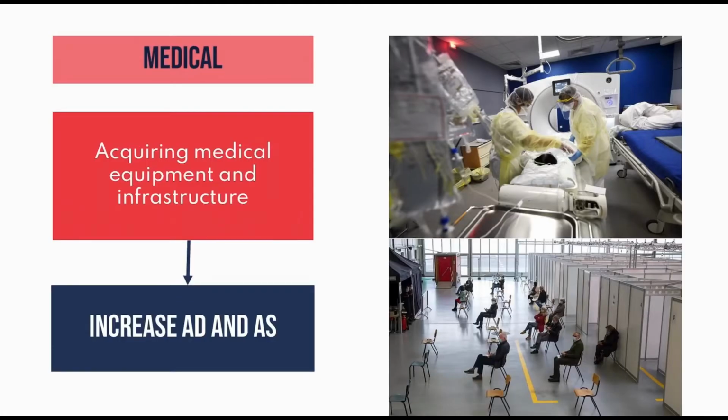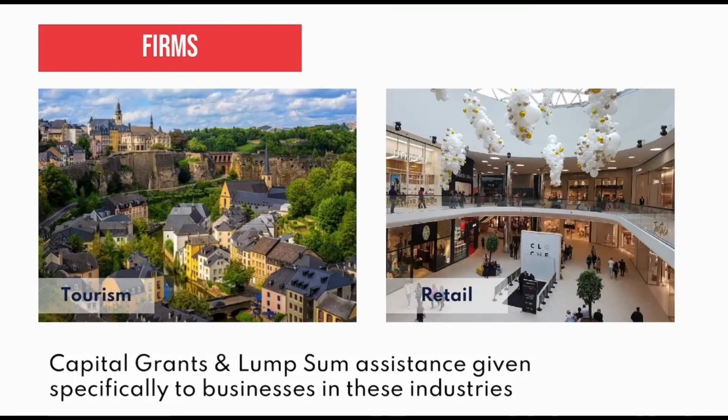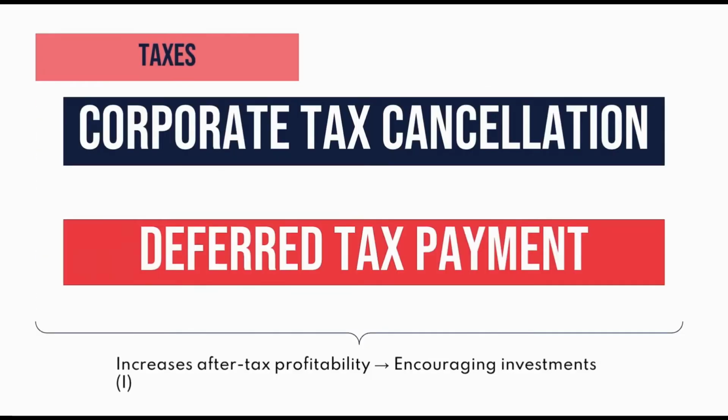Similar to the US, the government spends on medical essentials, which increases the AD and hence national income by a multiple. It also helps to increase the quantity of healthcare supplies, increasing aggregate supply. The government has paid €1 billion worth of partial unemployment benefits, which increases income of the unemployed, hence increasing consumption. Firms were also helped with capital grants and lump sum assistance given specifically to businesses in certain industries. Corporate taxes were cancelled and tax payment were deferred to increase after-tax profitability and encourage investments.